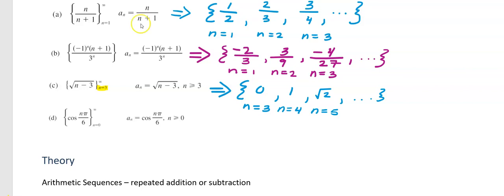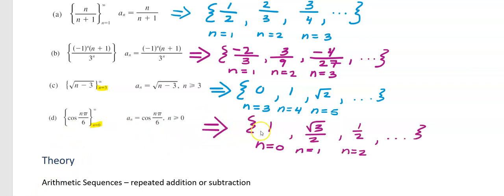Now notice, before you begin, just like C was slightly different, it didn't start at 1 like the default ones are, this one is actually starting at n equals 0. So your first term is not going to be n equals 1, it's not going to be n equals 3, it's going to be n equals 0. So see if you can determine what this would be.